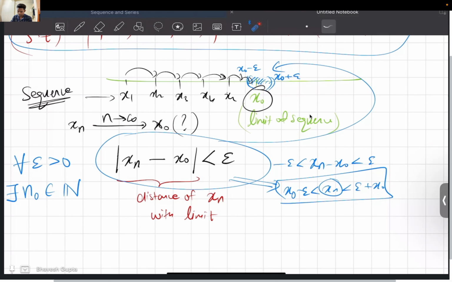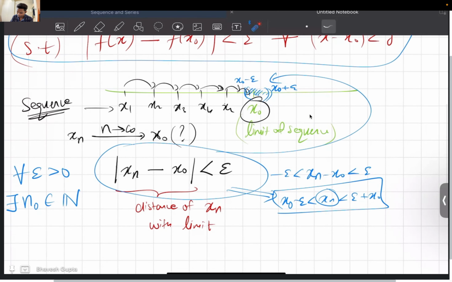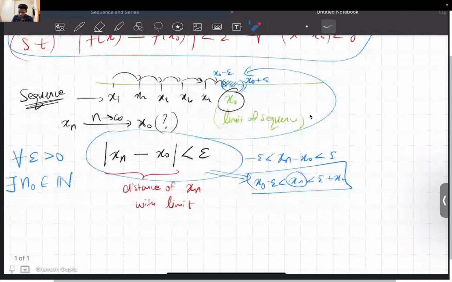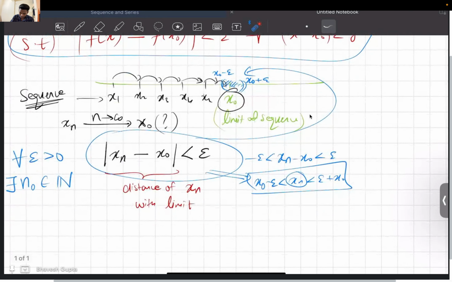Hopefully, yes sir. But x1, x2, x3, the starting elements, don't fall into the neighborhood. Then how can I stabilize them? They start falling into the neighborhood after some step, after some critical step, right? So that critical n actually depends on epsilon. This n naught actually depends on the epsilon, the interval which you create.